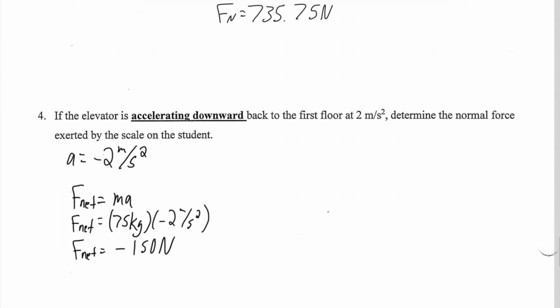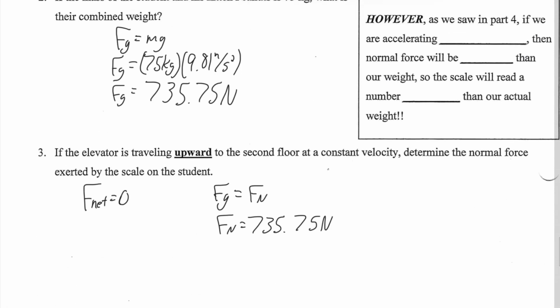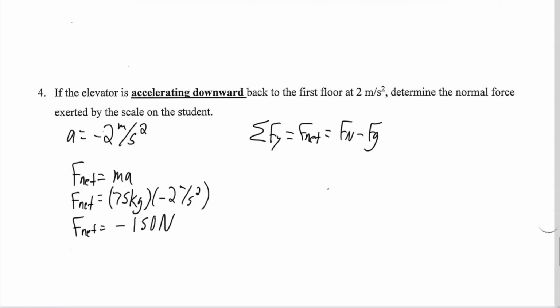So now we want to find the normal force exerted by the scale on the student. So we can write out our sum of forces equation in the y direction, which is also equal to our net force. We can say this is our normal force minus our gravitational force. Now, our gravitational force or our weight will not change, so it's going to remain as it was before, which was 735.75 newtons.